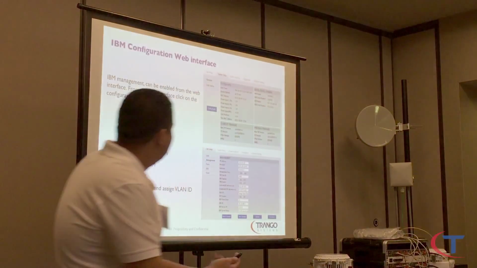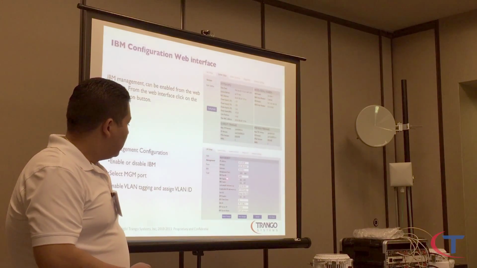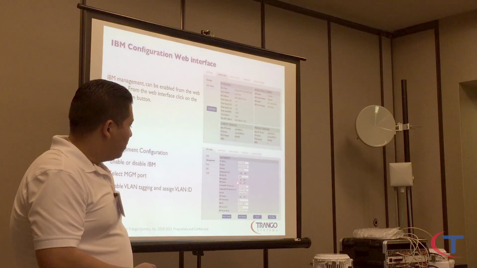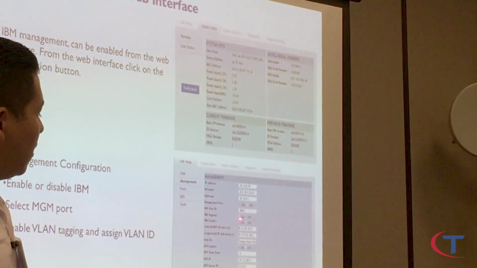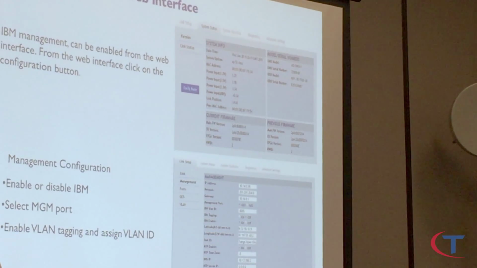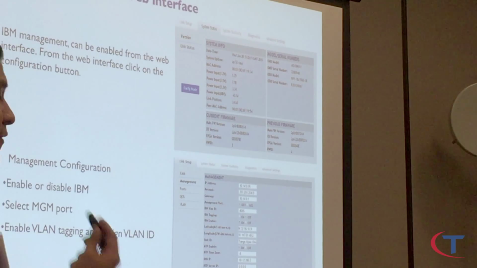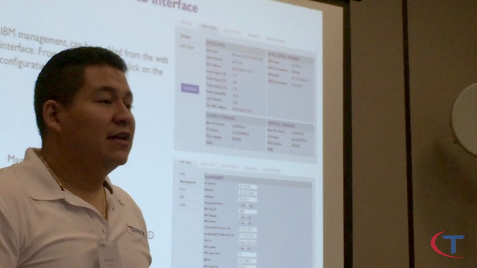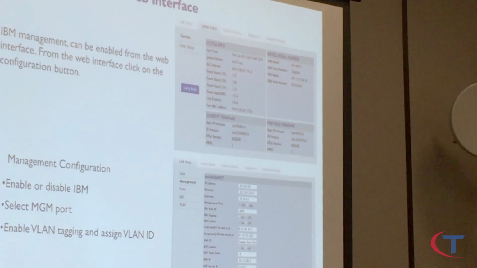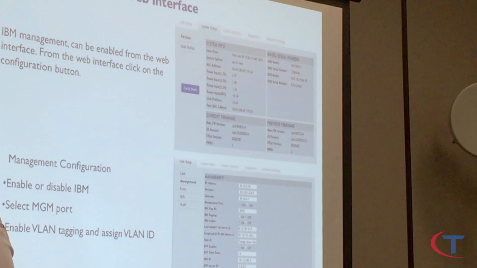Now here, we have, first of all, IBM on, but IBM tagging is off. So that means IBM is going to work without a VLAN tag. If we want to enable IBM with VLAN tagging, the steps we need to do are, first, set up our VLAN ID. That's the first thing. After we set up our VLAN ID for management, we can enable the IBM VLAN tagging. Once we enable that, we must have a VLAN tag port to actually access the management of the radio.